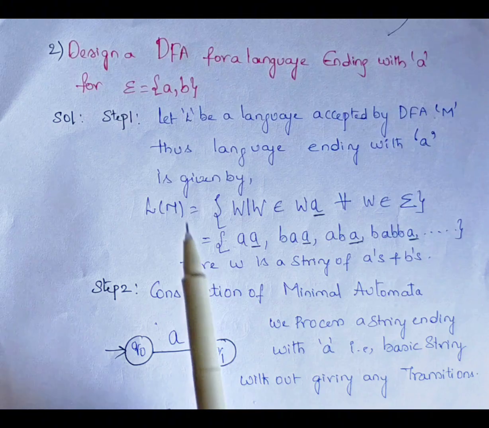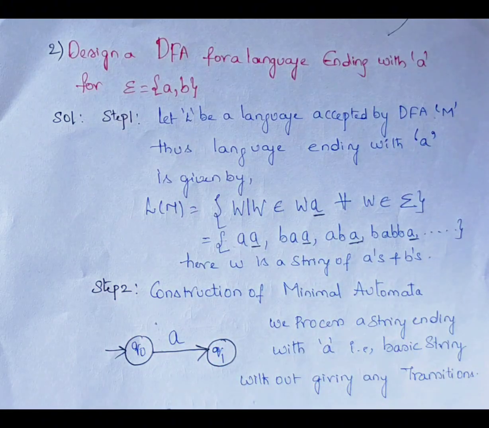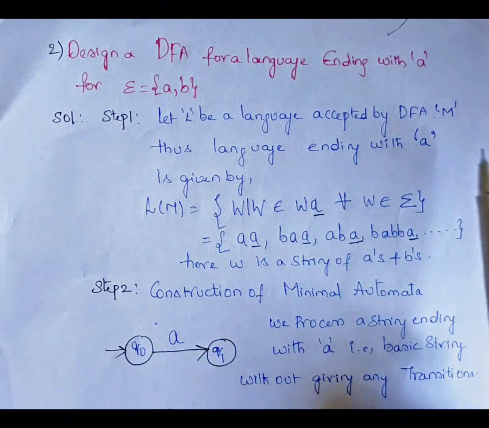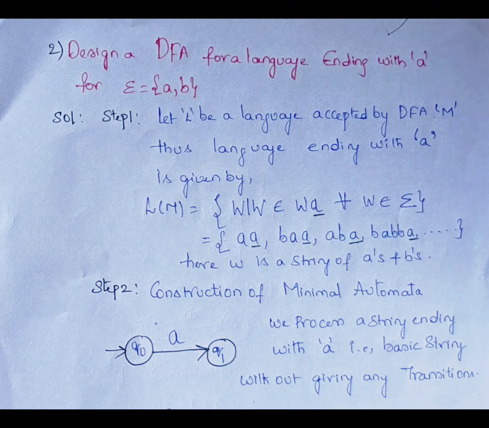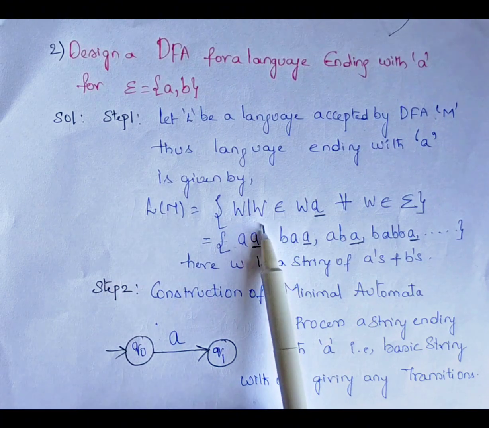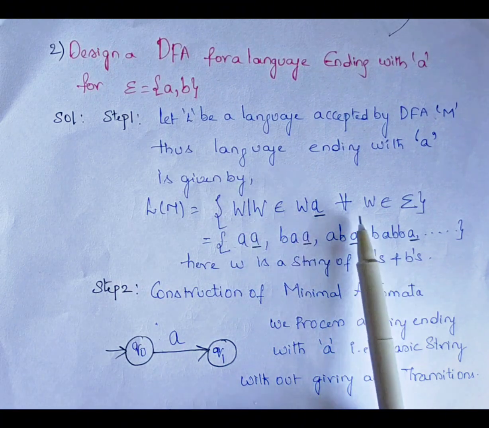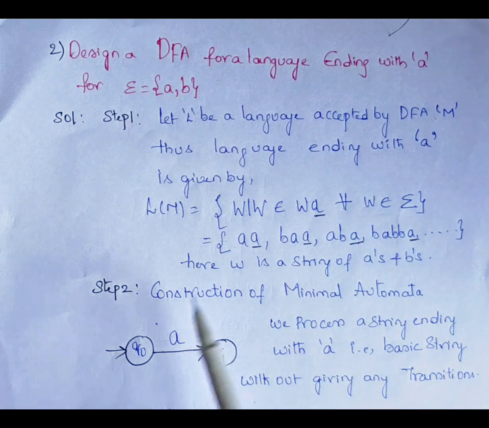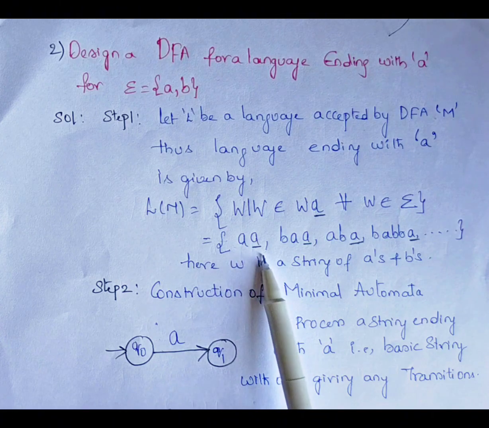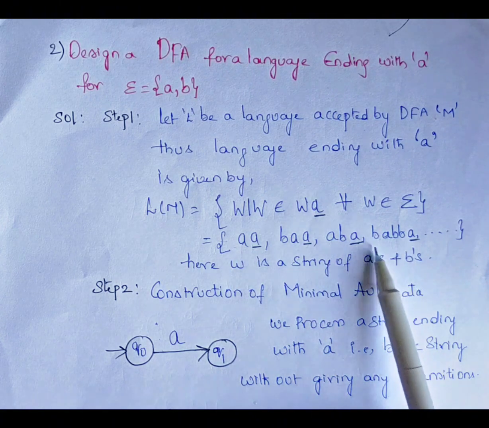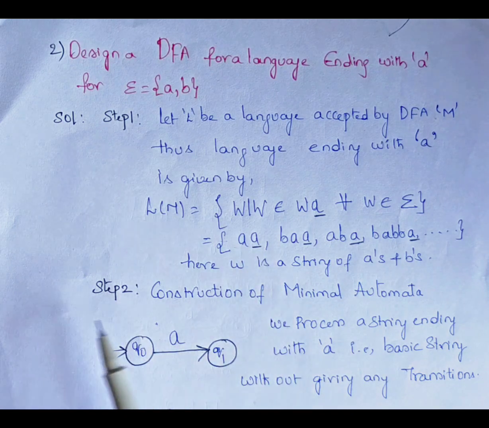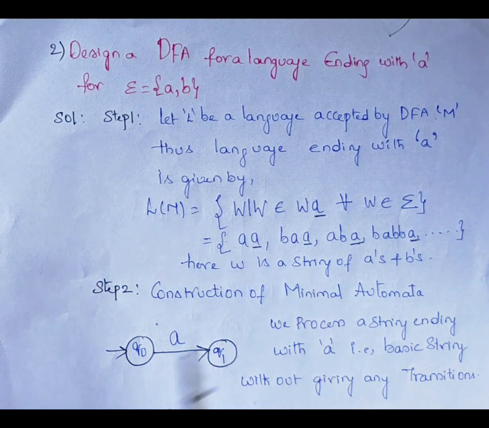The next example is to design a DFA for a language ending with A for input alphabet A and B. Let us assume L is a language accepted by the DFA M such that L of M is a set of strings W which are in the form of WA for all W belongs to Sigma star, the symbols of A's and B's. Here the sample strings observed are AA, BAA, ABA, BA, BBA. In this language, the strings end with the symbol A. Based upon these sample strings, now we have to construct the minimal automata.